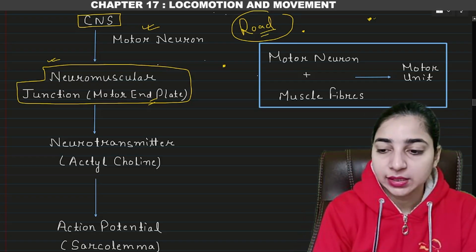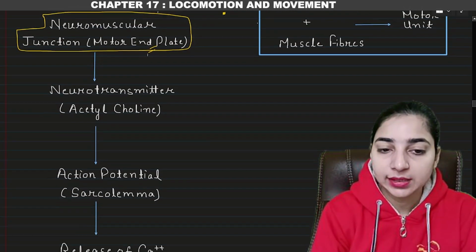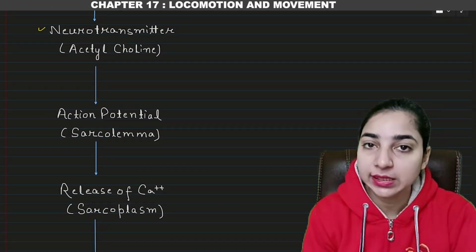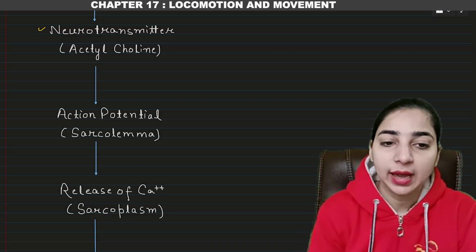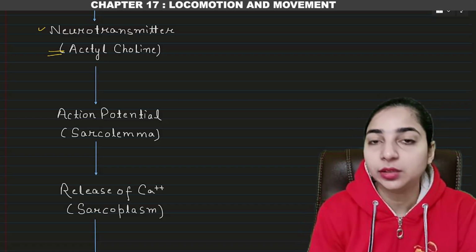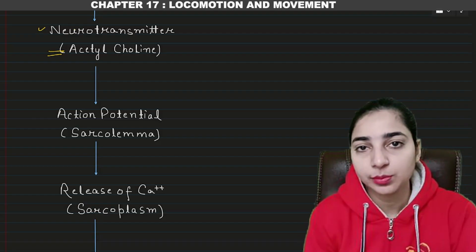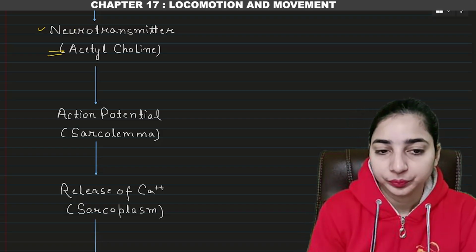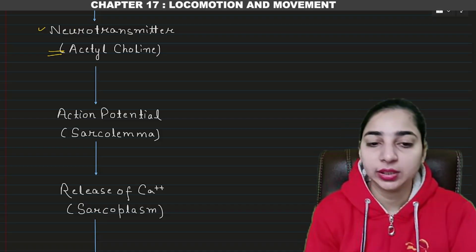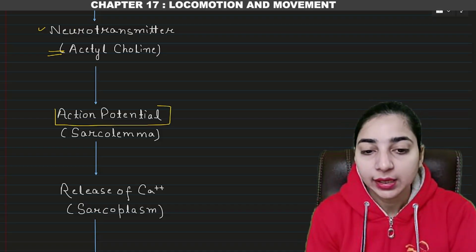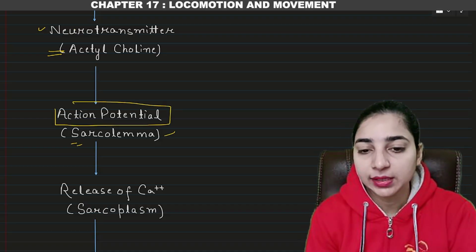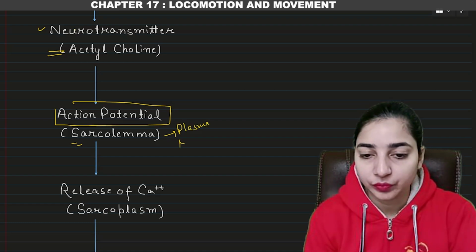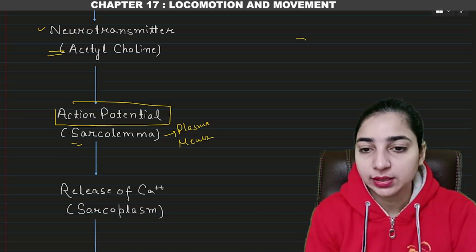Now what will happen when the signal reaches this point? At this time, neurotransmitters will be released at the neuromuscular junction, and these neurotransmitters are acetylcholine. They will get released, and this will lead to the generation of an action potential in the sarcolemma. Sarcolemma is the plasma membrane or the cell membrane of the muscle fiber. Okay, so suppose this is the muscle fiber.